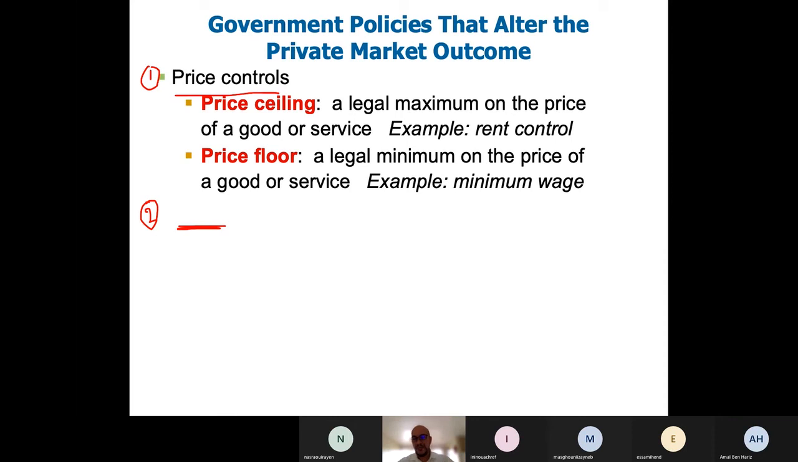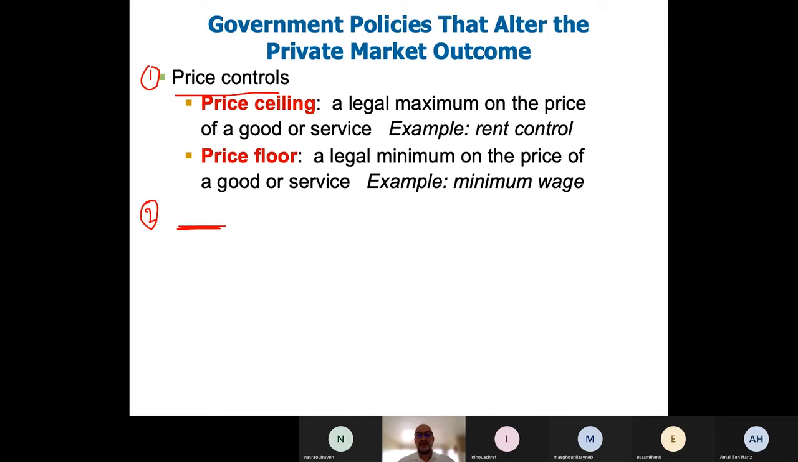and you should be punished by the law. Okay, here an example: rent control. For example, in the US, the government imposes rent control. There is a maximum rent for each apartment. In Tunisia as well, many vegetables, according to the law, have a maximum price.